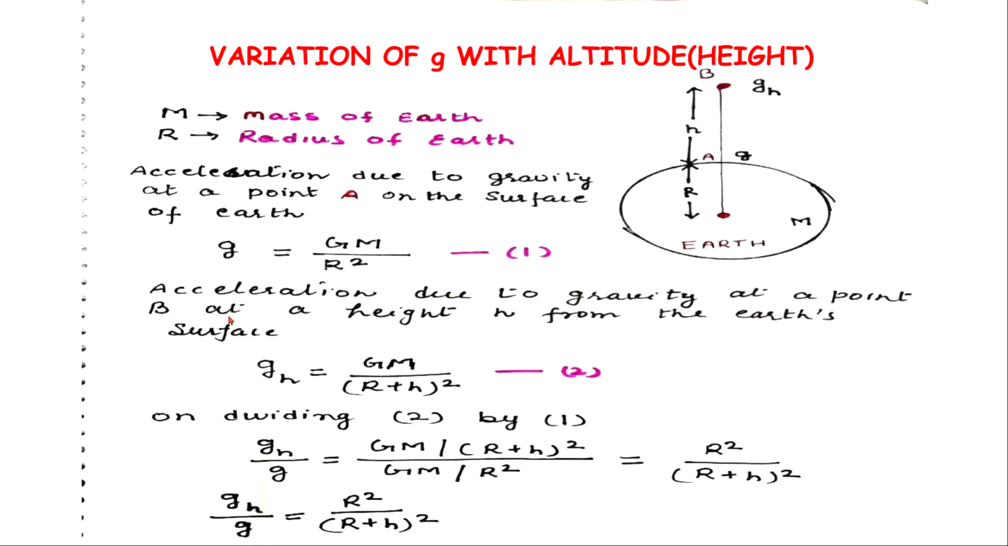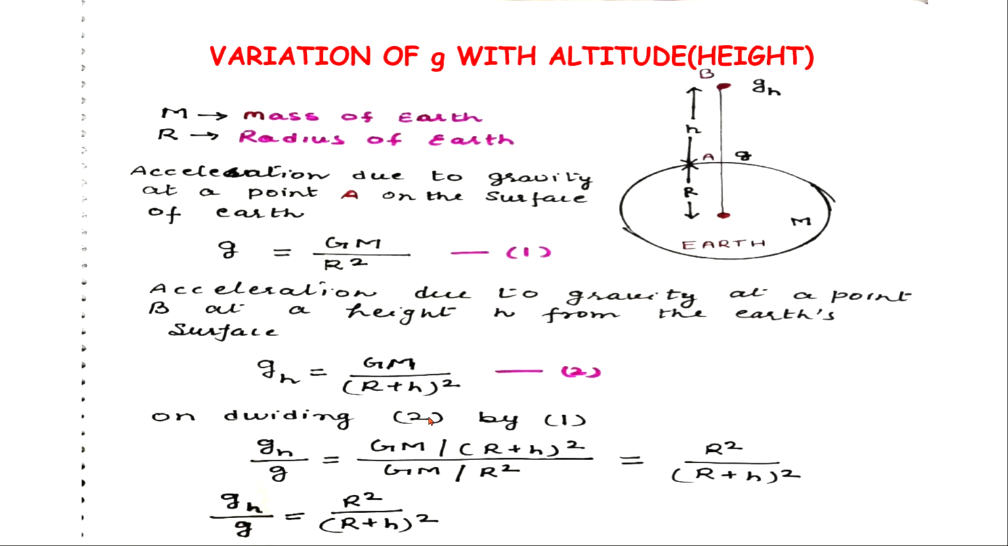Now acceleration due to gravity at point B, which is at a height h from the earth's surface. We have taken the formula of g in the same manner, but at this point the value of g we have considered as gh. So gh is equal to GM upon R plus h whole square. This is the formula of the value of small g at point B at a certain height above the earth's surface. Now this equation we have considered equation number 2.